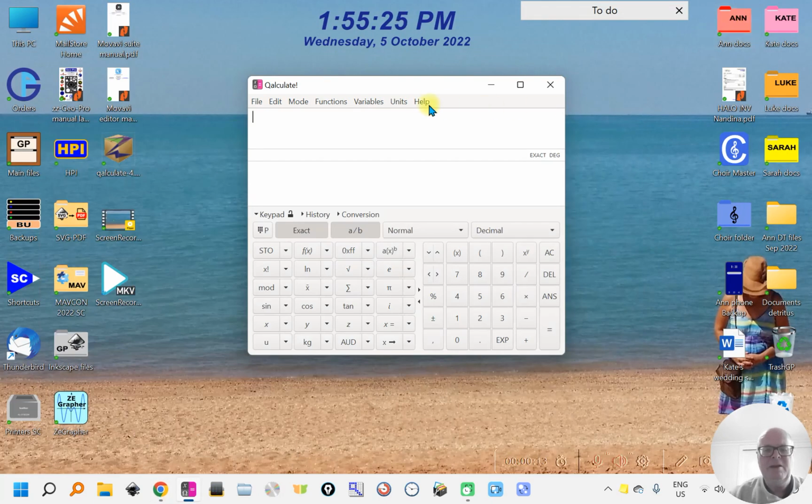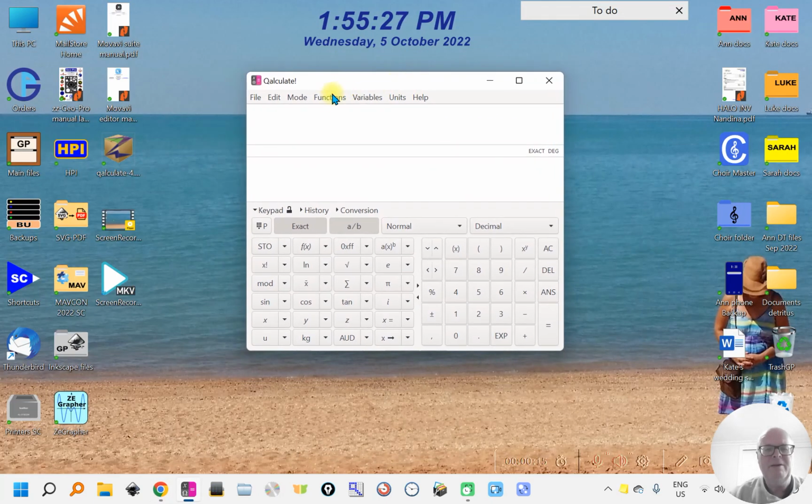I'll minimise this, and I've actually opened up Qalculate. I've got the portable version, and I'll just show you a few of the things it can do. But all we can do is really scratch the surface. It's the tip of the iceberg, what I'll be showing you here. You can use it as a normal calculator, pressing enter to calculate things. See the question area and the answer area.